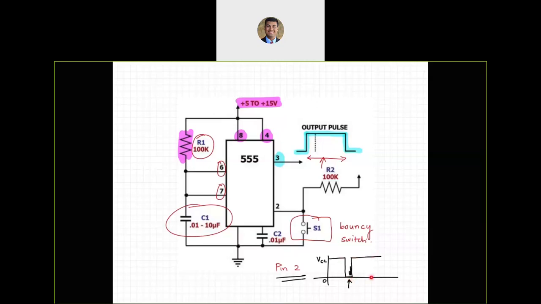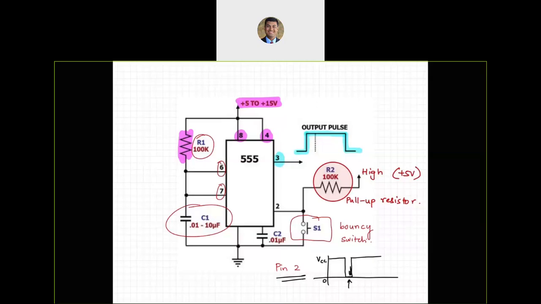And the way we can get this done is by connecting the switch, one end to the ground and the other end to pin 2, being pulled up by this R2 to a high voltage. So let me quickly erase this so that we can talk about this R2. R2 over here is another 100K resistor, and this is actually a pull-up resistor. It is called a pull-up resistor because it is pulling up the voltage at pin 2 to a high voltage. In our case, we can connect this to plus 5 volts.